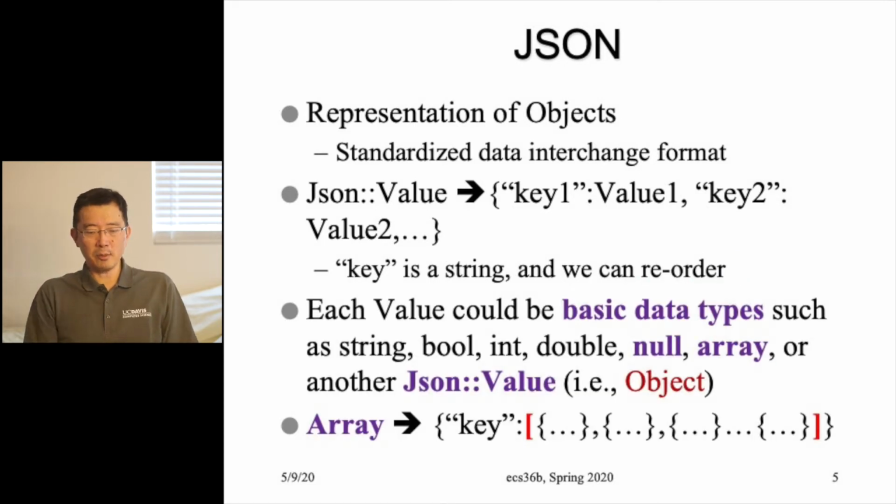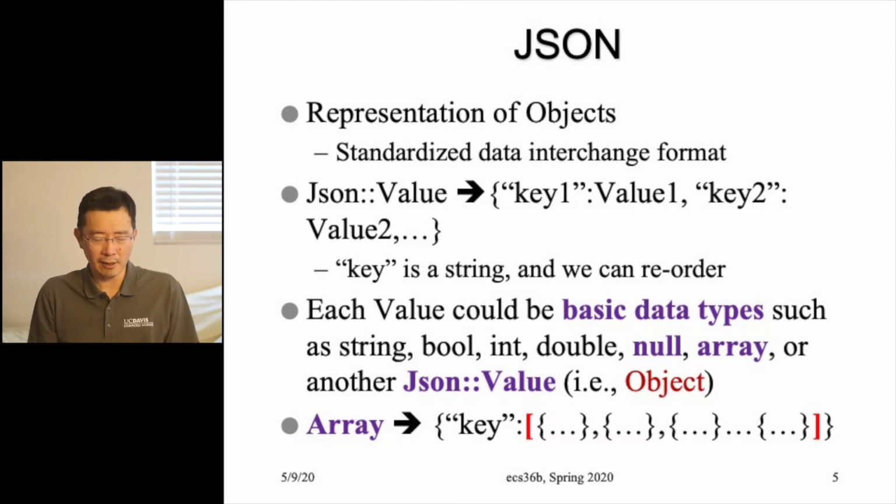Then we talk about some basic data types in JSON, such as a string, the Boolean, the number, or you can have a null. If the JSON has nothing, then it's null. Or you can have an array. And the value could be another object, which is another JSON key-value. The array type will look like this. If you see a bracket instead of a curly bracket, that represents an array type.